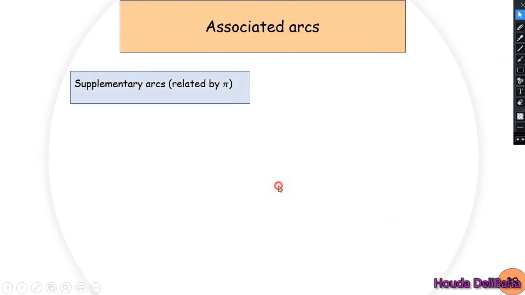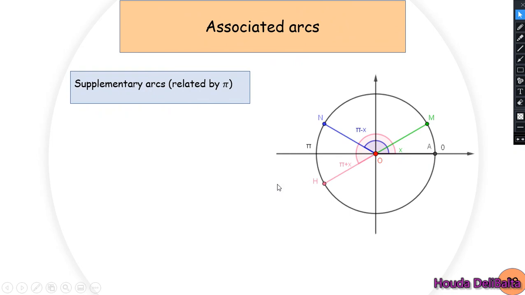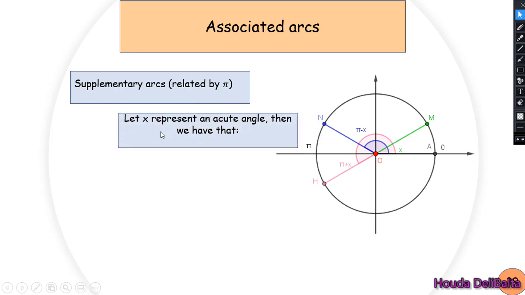Here come the rules. For supplementary arcs or angles that are related by pi, which is equivalent to 180 as well, let x represent an acute angle. Now we are going to talk in general, not just for 30. We saw an activity concerning 30, concerning pi minus 30, and concerning pi plus 30, and now we are going to talk in general in order to represent our discoveries by rules.